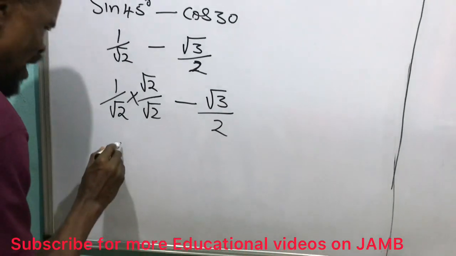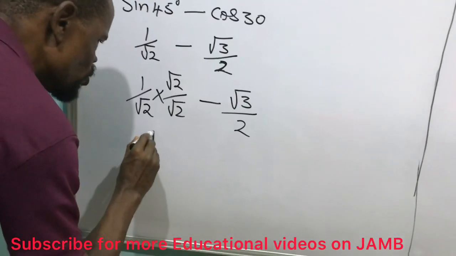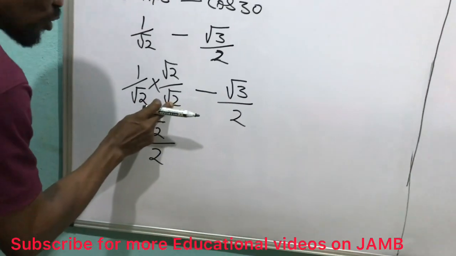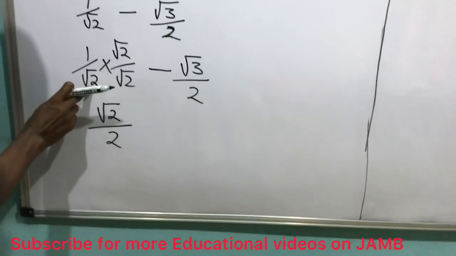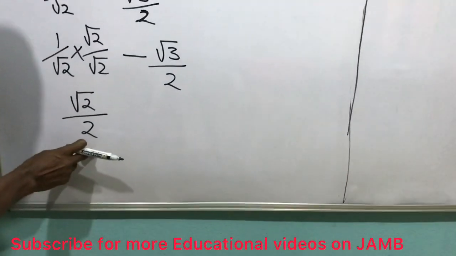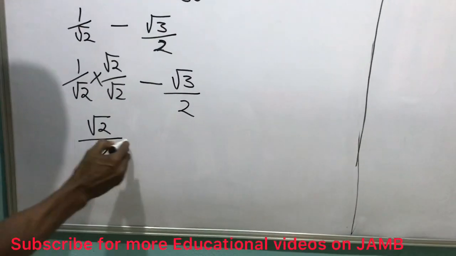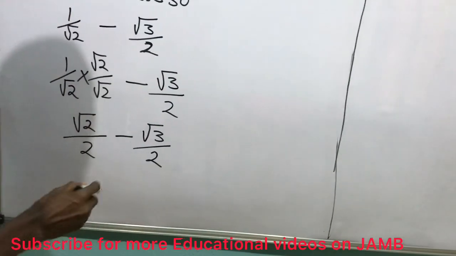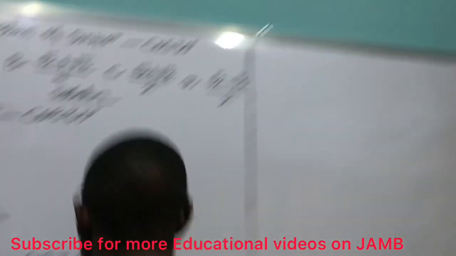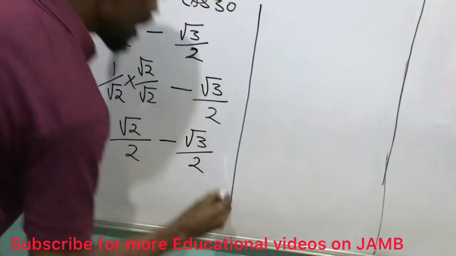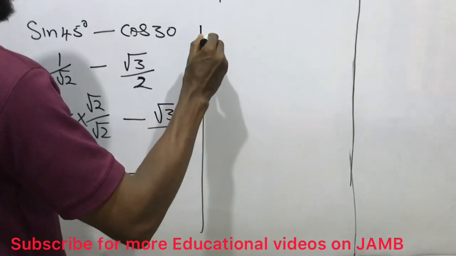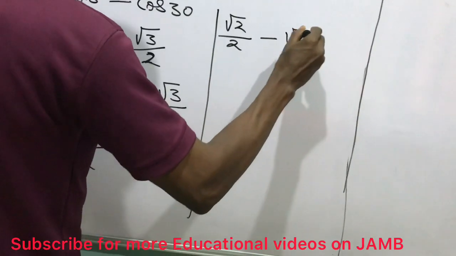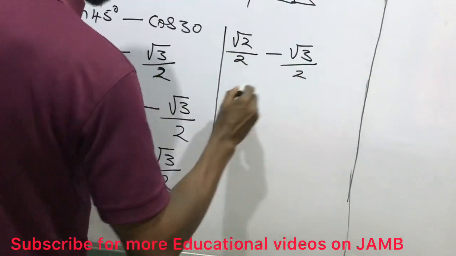Then what? I will now have this to be what? Root 2 all over 2. Root 2 times root 2 will give me 2. When root times its root, it will give me 2. 1 times root will give me this. Minus root 3 all over 2. Come over here. Let me finish it here. Then I will have this to be what? Root 2 all over 2 minus root 3 all over 2.